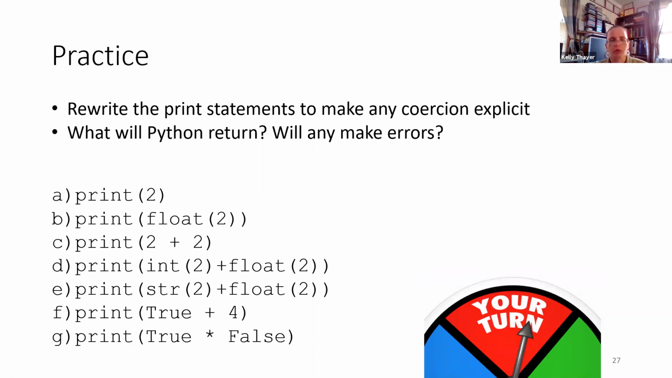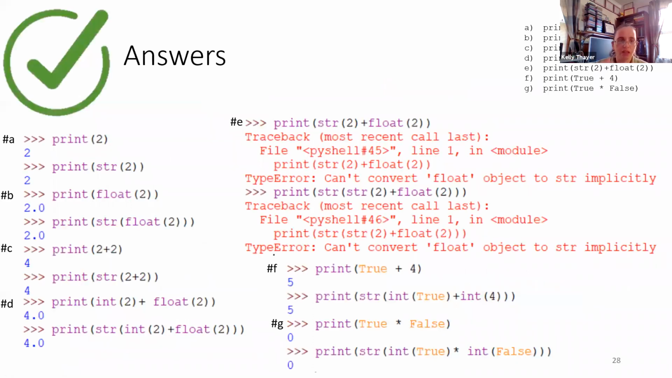Here are some practice problems for you to try. Rewrite the print statements to make any coercion explicit. What will Python return, and what will make any errors? I would encourage you, if you're watching this video, to go ahead and pause this and try this on your own and then join back with us to see the answers. So here are the questions we had from the previous page.